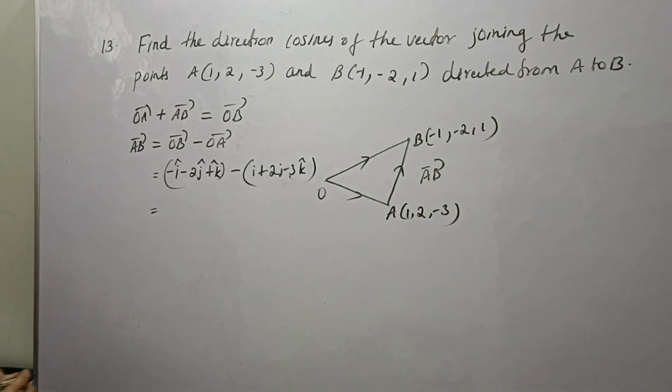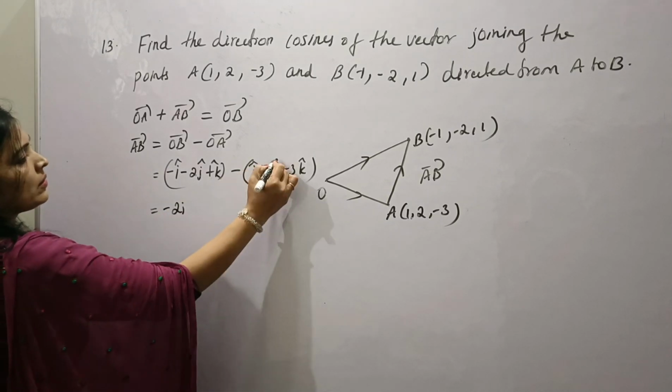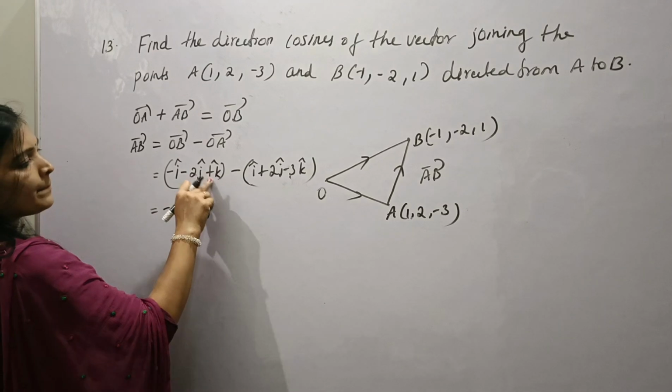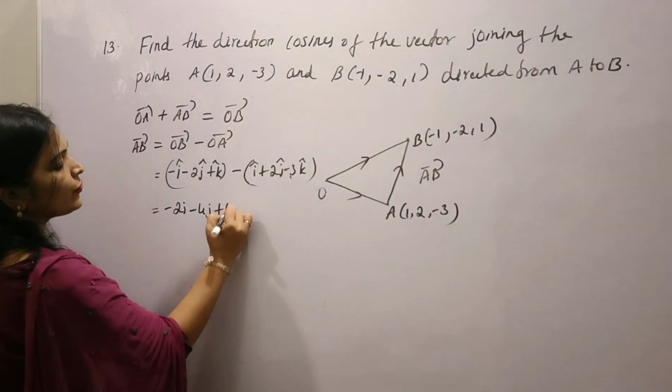That is equal to minus 1 minus 2, that is minus 2i, minus 2 minus 4, that is minus 4j, plus 1 minus minus 3 becomes plus, so 1 plus 3, 4k.